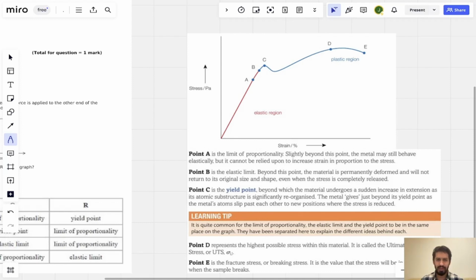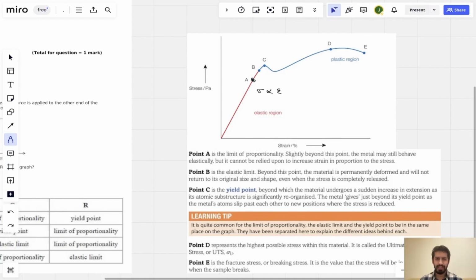Point A on this graph is called the limit of proportionality. What limit of proportionality means is that beyond point A, the equation that stress is directly proportional to strain is no longer valid. So this equation, stress is proportional to strain, is only true from the origin to point A. Beyond this point, it doesn't work.